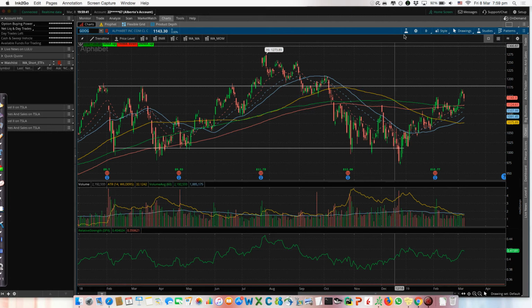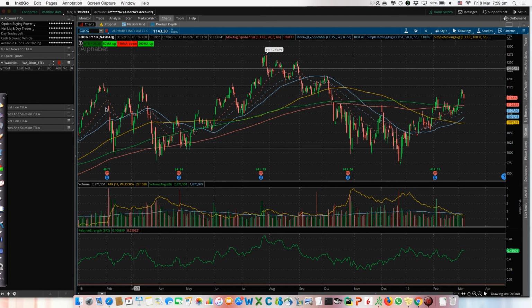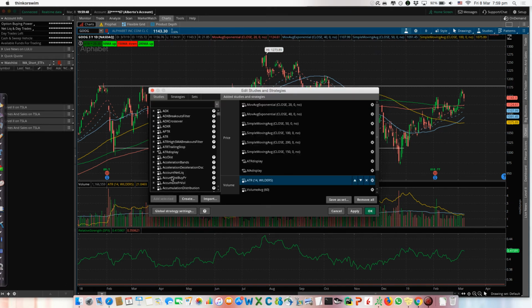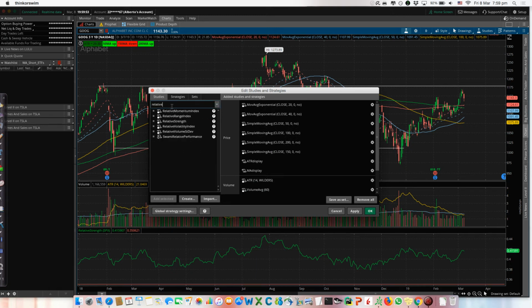So how to include that in the ThinkOrSwim platform that I'm showing you now? You go to the list of indicators here and you find the relative strength, that is this. Be careful that this is not the RSI, relative strength index. That's another indicator, an oscillator that is moving between 0 and 100 and is a different thing. But here we are looking at this relative strength.